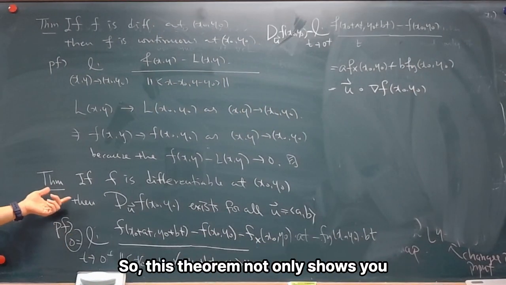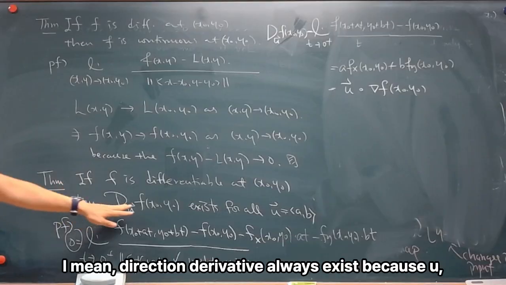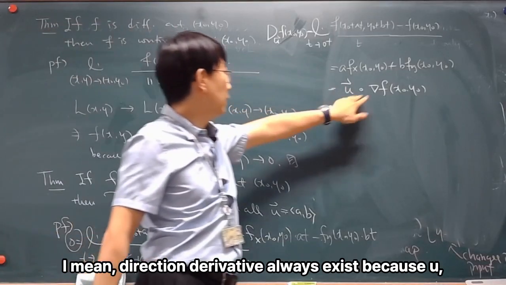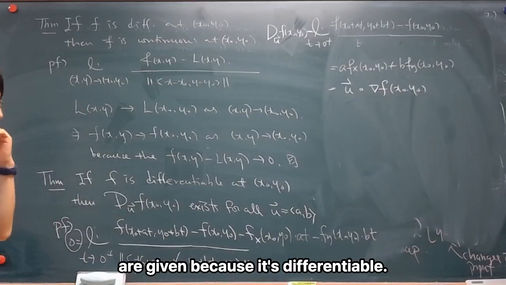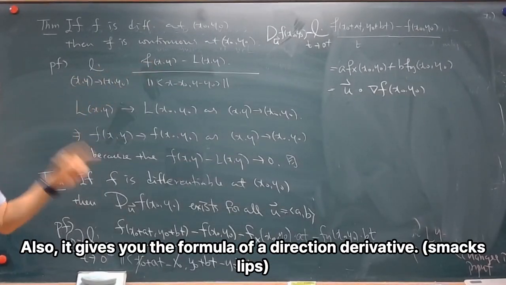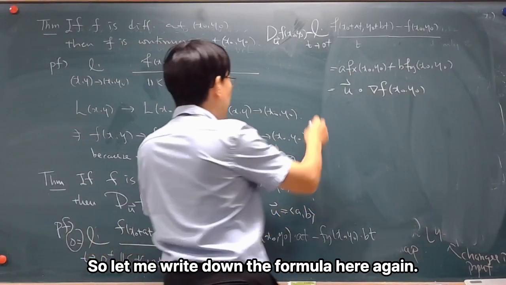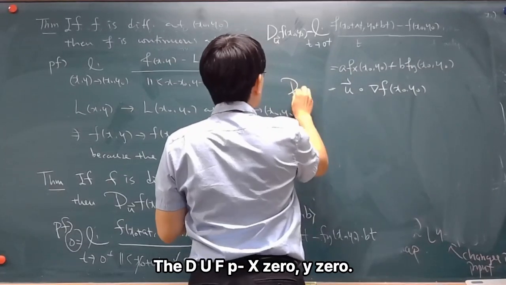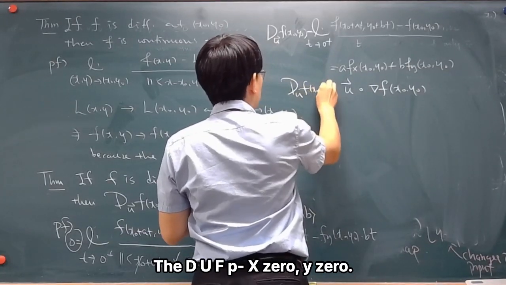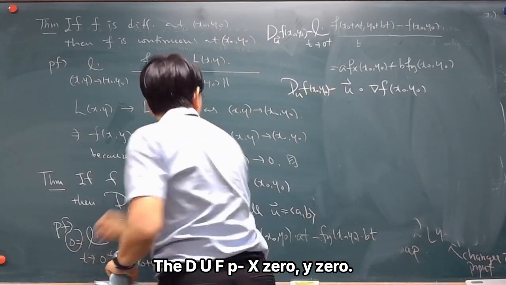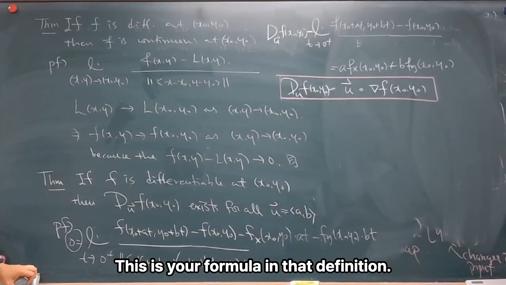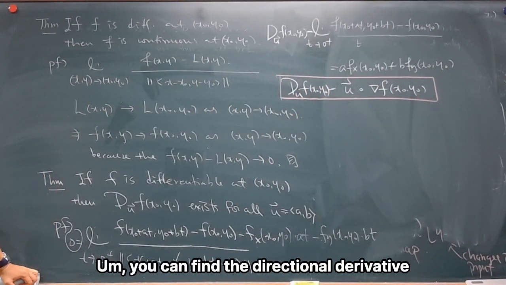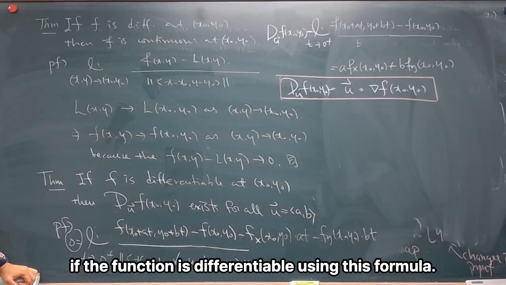So the theorem not only shows you that this is true, I mean, the directional derivative always exists because u is given and the partial derivatives are given because it's differentiable. Also, it gives you the formula of a directional derivative. So let me write down the formula here again. The D_u f (x0, y0). This is your formula. I mean, that's not the definition. Definition is separate. You can find the directional derivative if the function is differentiable using this formula.